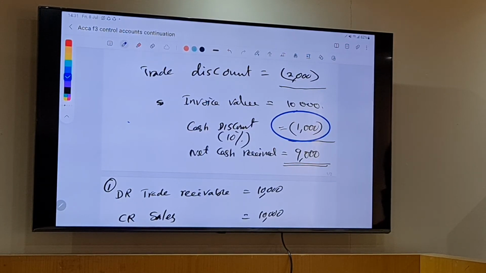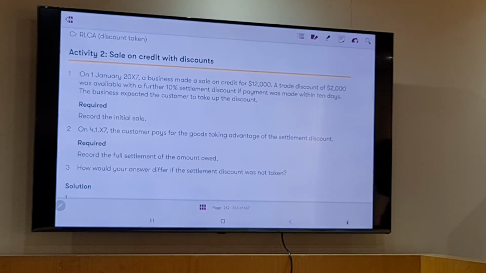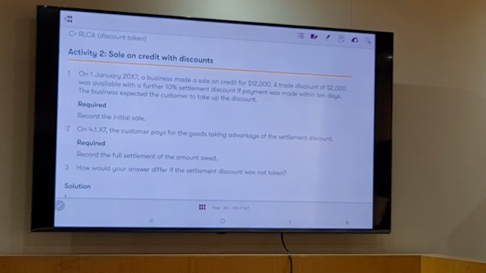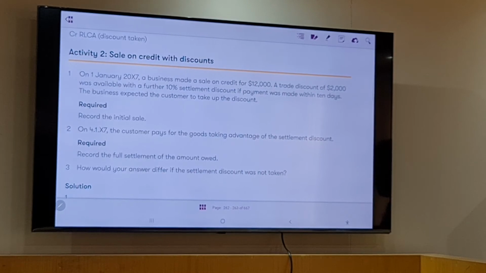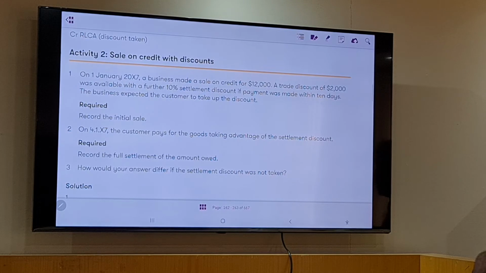I know our goods is 10,000. After that, you take 10,000 into 10%. Yes, because if you read the question, a trade discount of 2,000 was available with a further 10% settlement discount if they put a condition. Condition is if payment was made within 10 days. The business expected the customer to take up the discount.